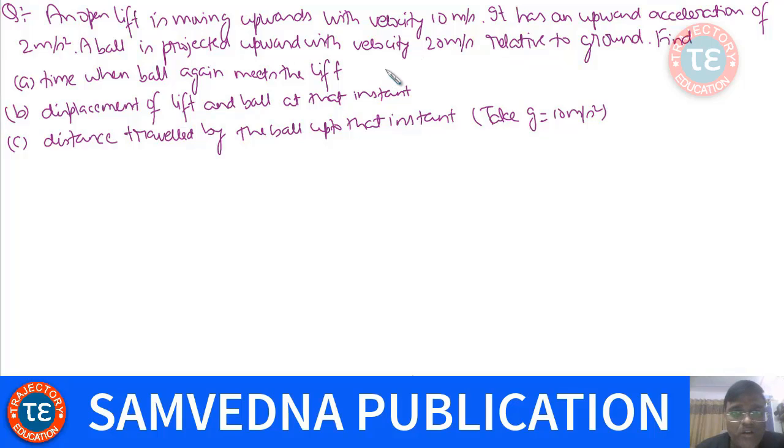Ball is projected with a velocity of 20 meter per second with respect to ground. Find the time taken when the ball again meets the lift. The lift begins motion with an initial velocity of 10 meter per second and acceleration is 2 meter per second squared. Suppose we have a lift over here. This is a lift. It starts its motion with 10 meter per second.